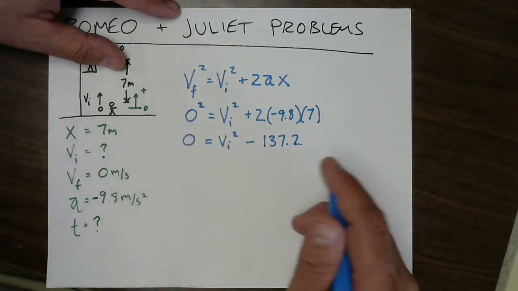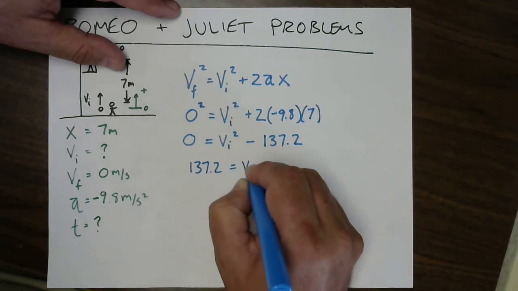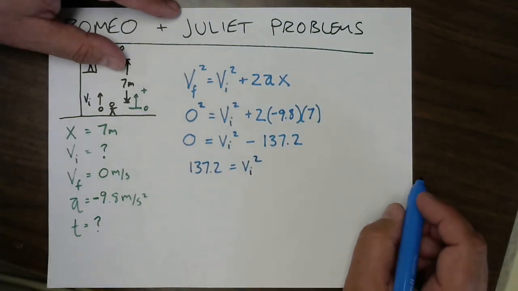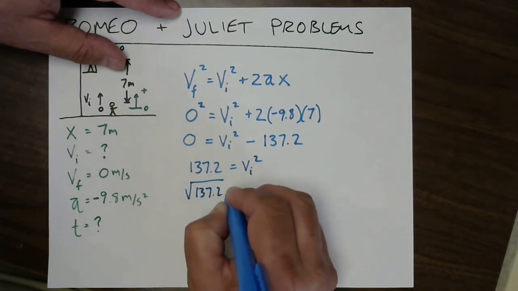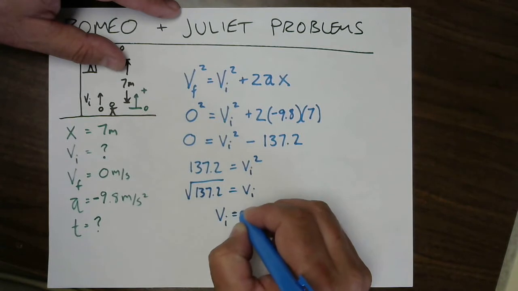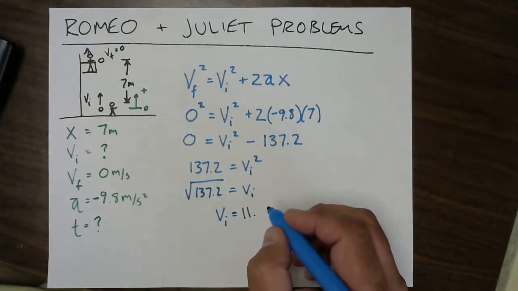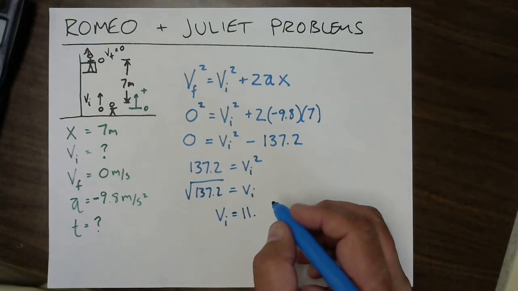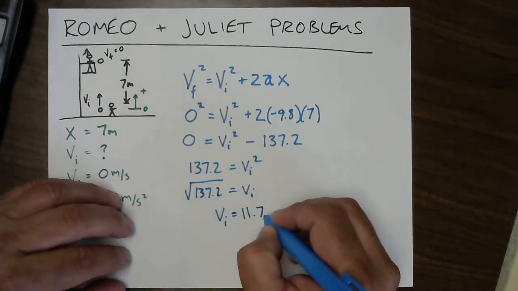I can think of adding 137.2 to both sides. And that'll leave me in this situation, which isn't bad, except I have to take a square root. And I'll get that VI is 11.0. How can I not remember what the square root of 137.2 is? 11.7.